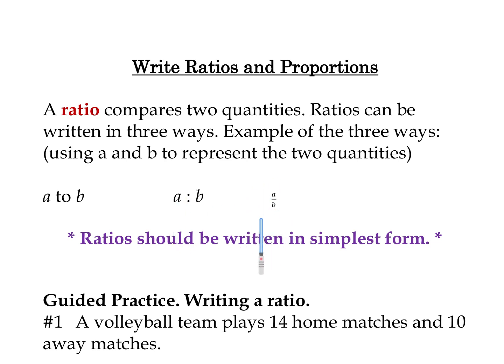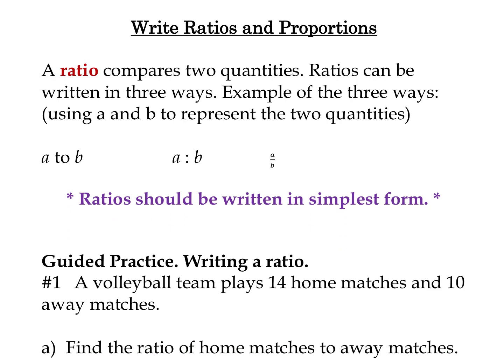And we're going to see the fraction is one of the more common things we're going to use to write our ratios, because we can then write what's called a proportion. We'll see in a little bit. Okay, so A to B can be written as A to B, A:B, or A over B. Also, when we're writing ratios, we want to write them in simplest form. Just like we'd reduce a fraction, we can reduce a ratio into its simplest form.